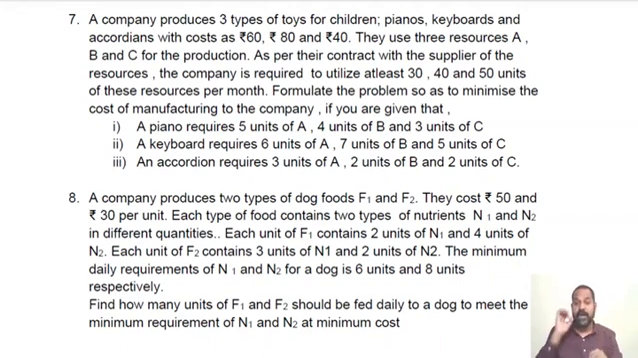So a company produces 3 types of toys, which is pianos, keyboards and accordions with the cost of rupees 60, 80 and 40. So it costs rupees 60 to make a piano, rupees 80 to make a keyboard and rupees 40 to make an accordion. They use 3 resources A, B and C. For production, as per their contract, the supplier of the resource, the company is required to utilize at least 30, 40 and 50 units of these 3 resources.